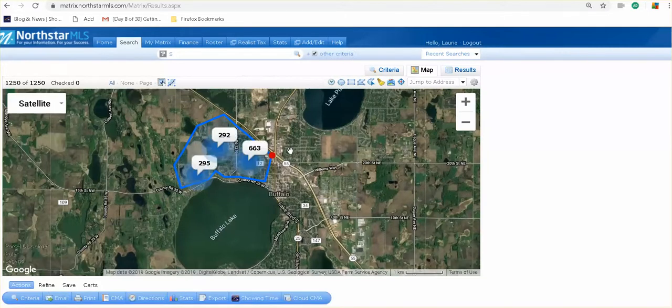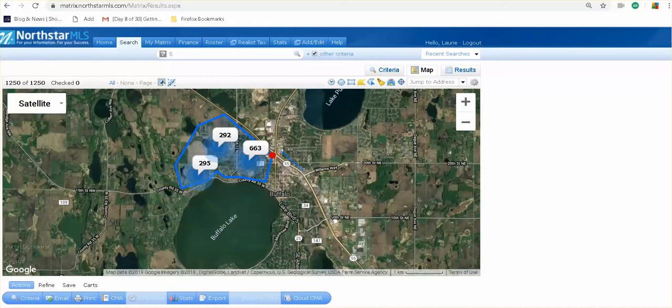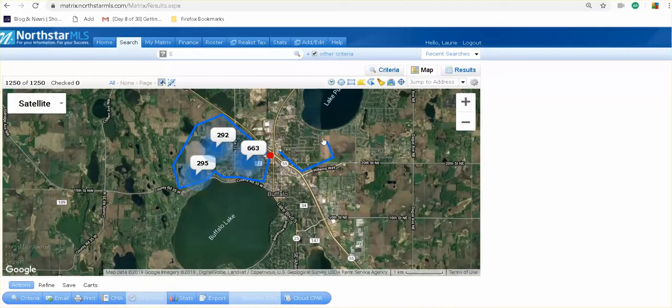Now I can keep that shape, and you can also do two shapes. So if I wanted to compare to this area over here, I could. And because it is Buffalo, I would probably just draw all of Buffalo, to be honest. But I'm just showing off how I can delete or take in some shapes.